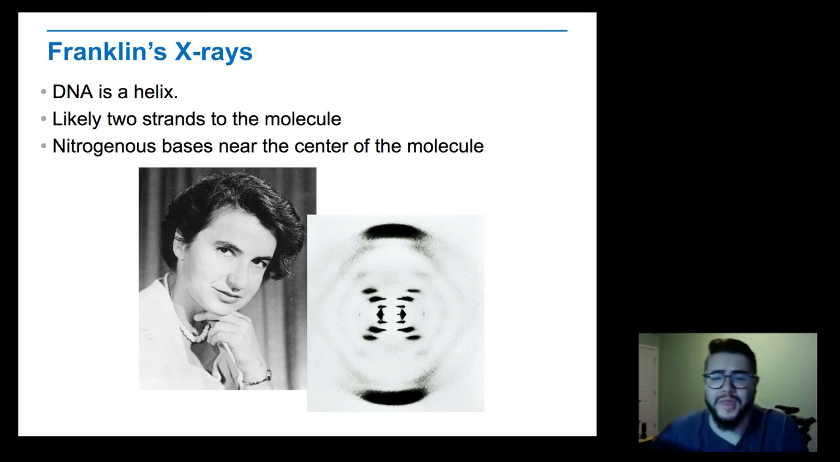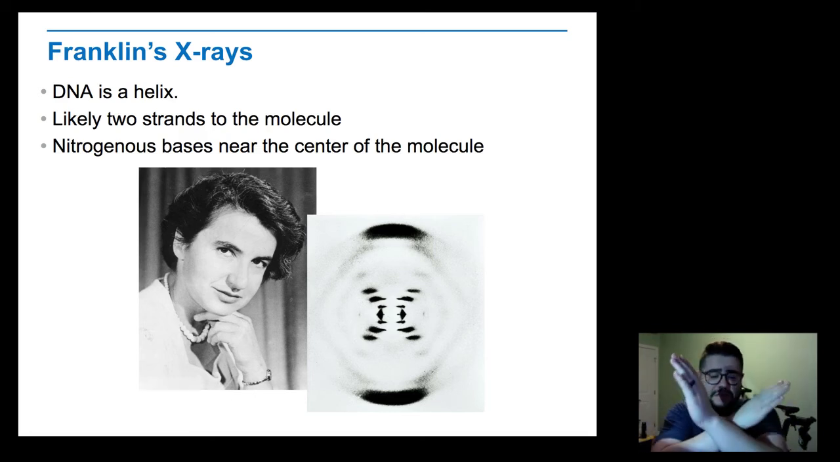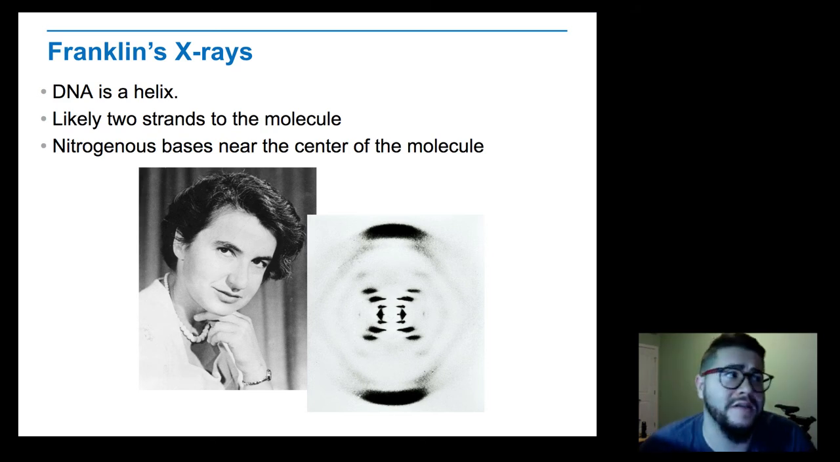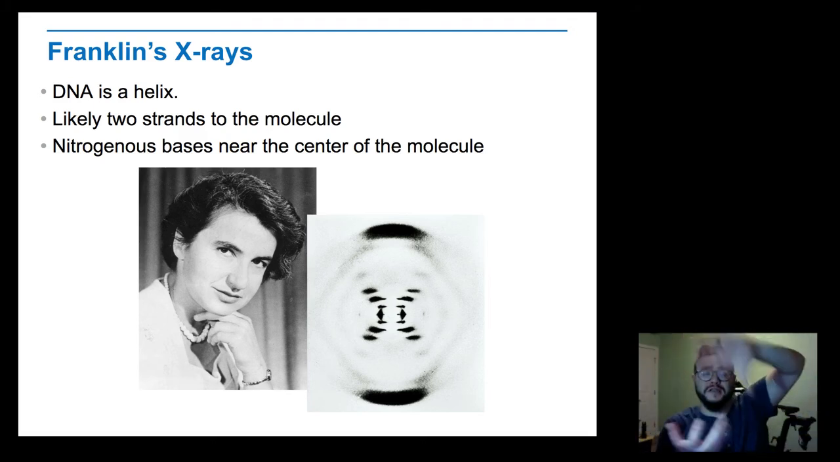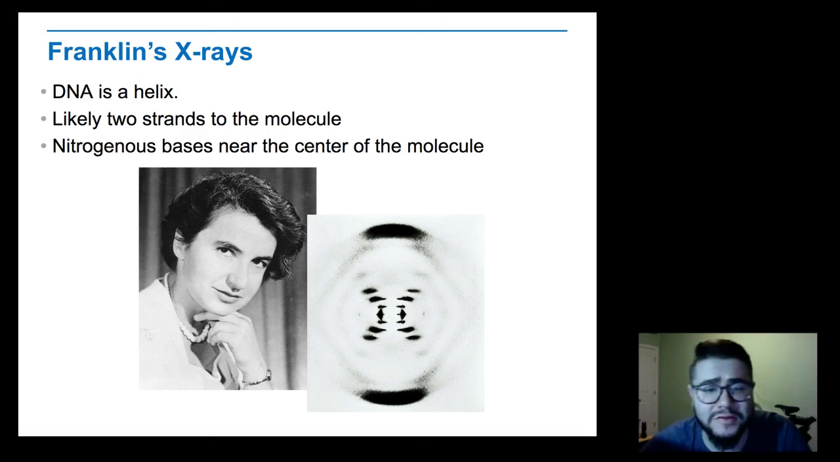And this is her most famous picture. It's called Photo 51. This basically displays a DNA molecule if you were looking down on it, and it shows an X configuration. And that's the hallmark trait of a double helix molecule. And DNA is exactly that. It's a double helix. It looks like you had a ladder and twisted it. Sometimes it's also called a twisted ladder shape.